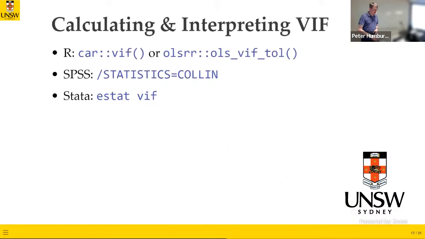And I promised you that your computer will do these computations for you. So here are some ways in which you can do that. If you work in R, there's the vif function in the car package, or the ols_vif_tol function in the olsrr package that will compute variance inflation factors for you. In SPSS, there's an option you can provide to the regression function, and similarly, Stata has an option.